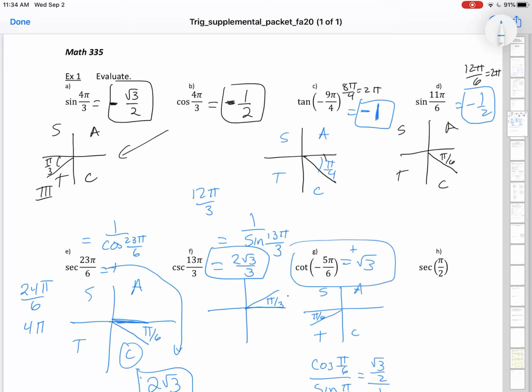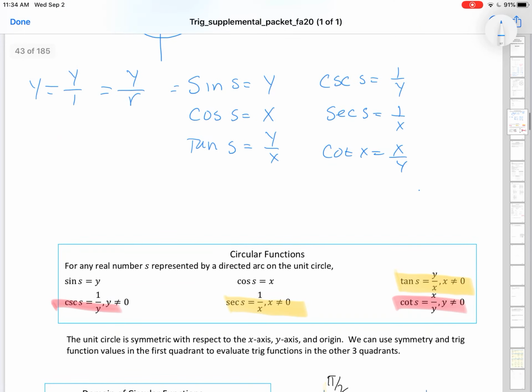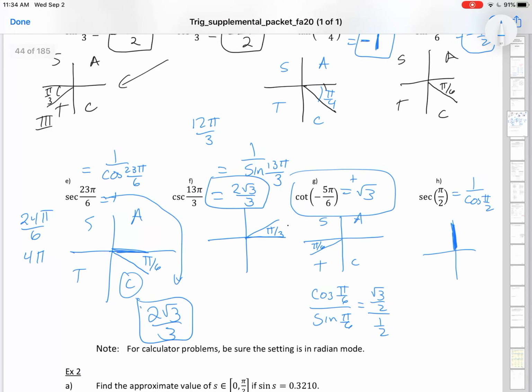And then secant of pi over 2. Secant is 1 over cosine. So let's remember where pi over 2 is. We know it's right there. Cosine corresponds to, let's remember, maybe we remember, cosine corresponds to x, right? And so what's my x distance? Well, my x distance is 0, so this is 1 over 0, or this is undefined coming through there. So nice ways to get all those answers.